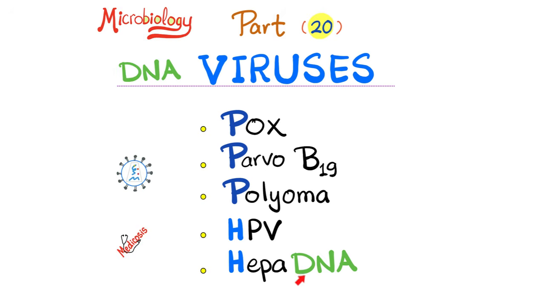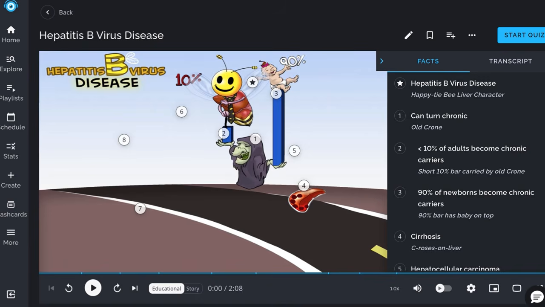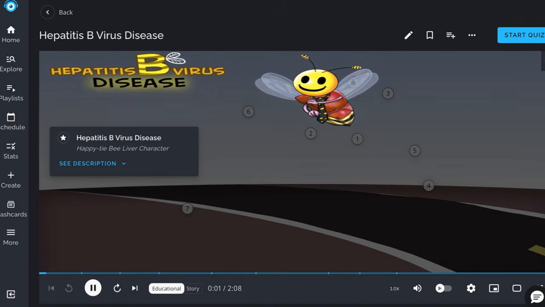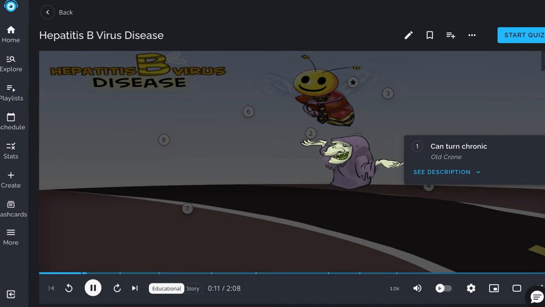Next, we'll talk about the diseases caused by or associated with hepatitis B virus. Hepatitis B, shown by the happy bee wearing a tie, is a blood-borne pathogen that can infect the liver and cause chronic liver disease with systemic complications. Unlike hepatitis A, which only causes acute hepatitis, hepatitis B can lead to chronic disease, portrayed by the old crone in the car.